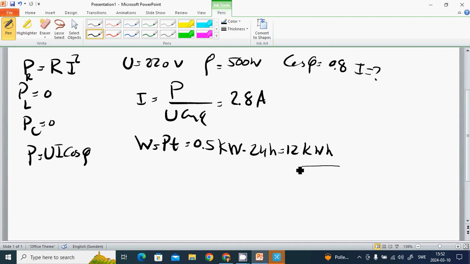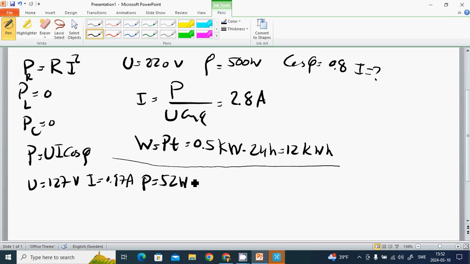Another example: we have a resistance and a capacitance in series, and U equals 127 volt, I is 0.97 ampere, and then P equals 52 W. For the resistance, P equals R I squared, then R equals P divided by I squared, it is 55 ohm.